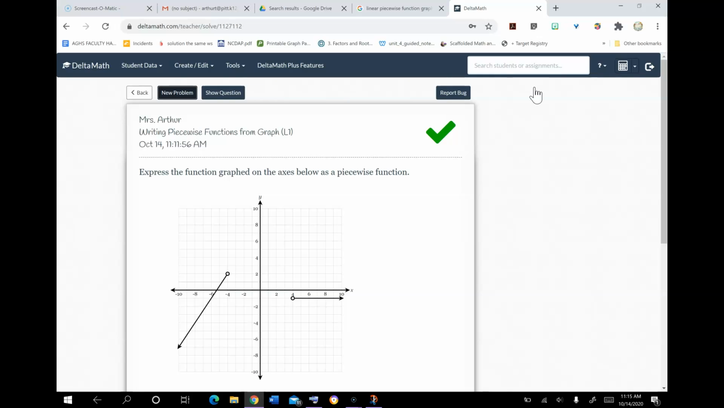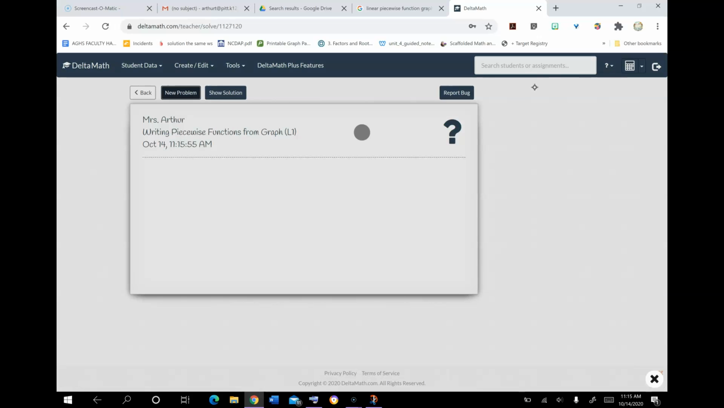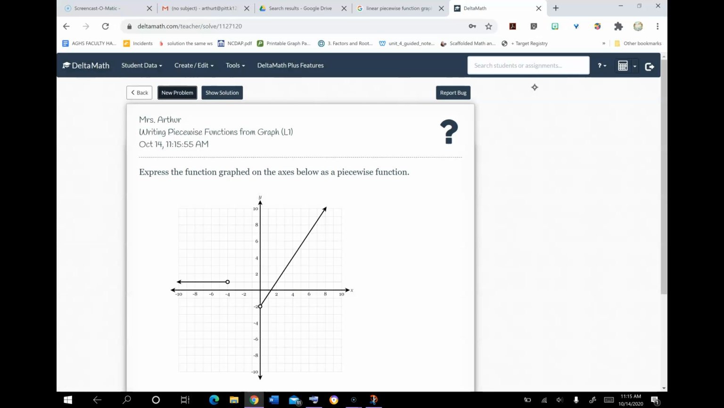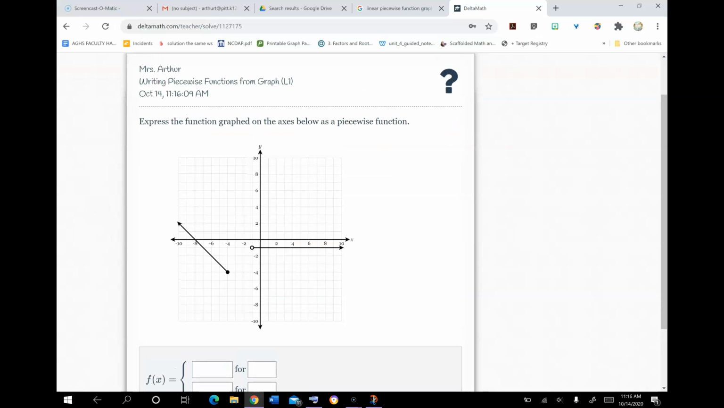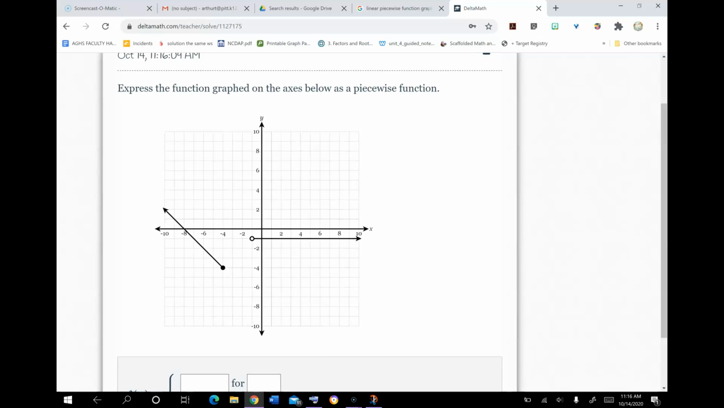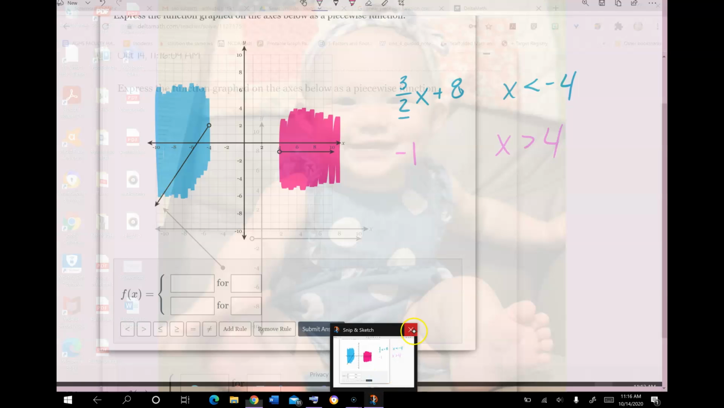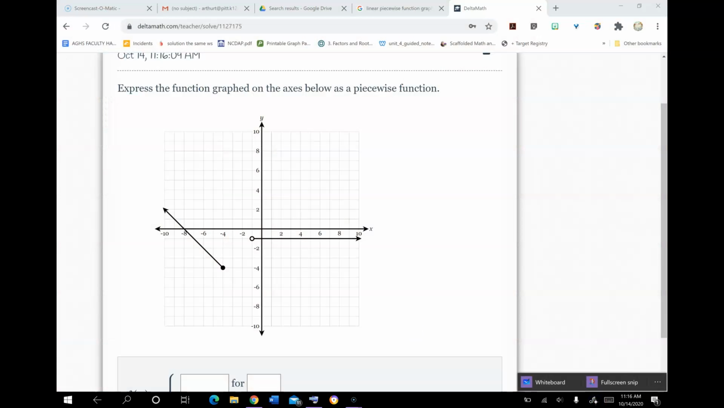All right, let's do another one. Here we go. This is the one I want. So we're going to take a screen snip. I'm going to zoom in. Let's get a good screen snip.